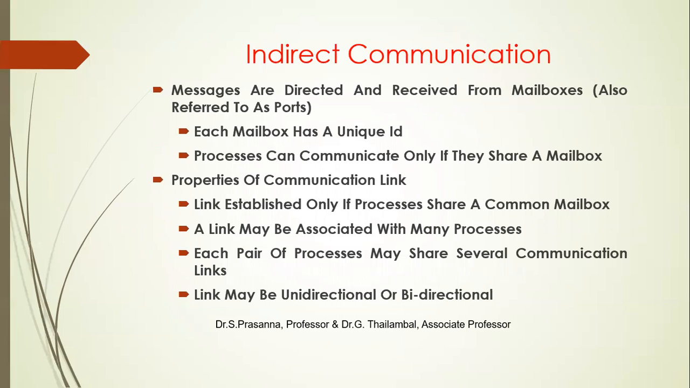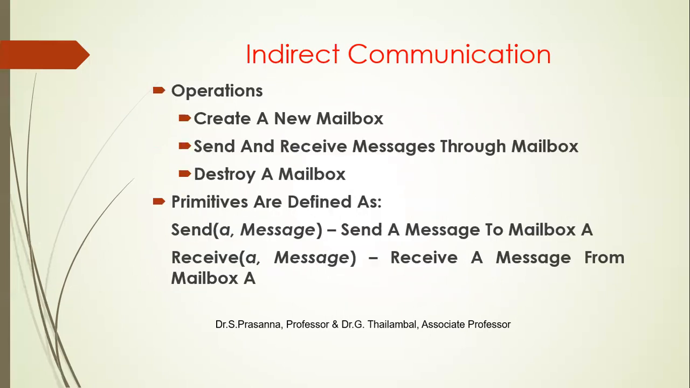Indirect communication is where messages are directed and received from mailboxes. Each mailbox has a unique ID. Processes can communicate only if they have a shared mailbox. The link is established only if processes share a common mailbox. A link may be associated with many processes. Each pair of processes may share several communication links. A link may be bidirectional or unidirectional. The operations in indirect communication are: create a new mailbox, send and receive messages through the mailbox, or destroy a mailbox.